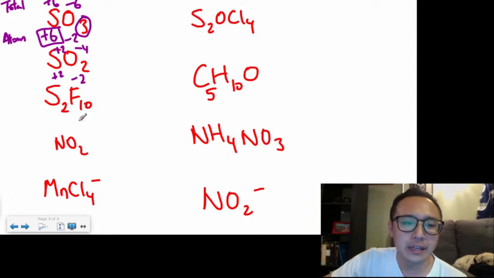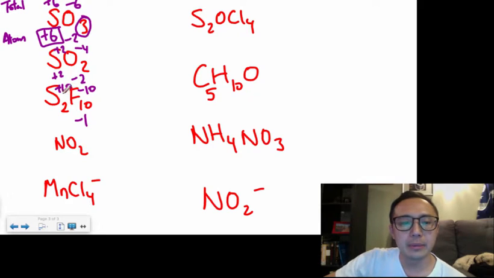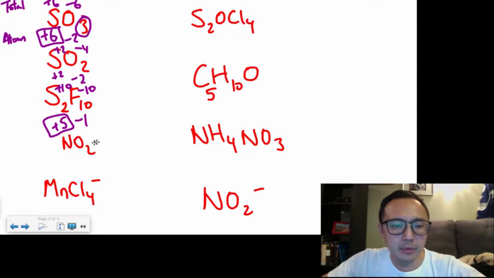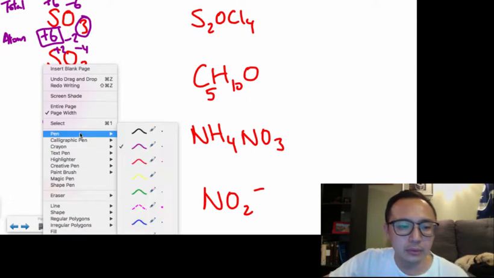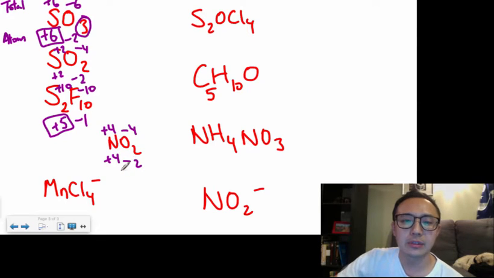S2F10. Fluorine is the most electronegative, so it has a -1, and because I have a -1 times about 10, I have -10. Because of that, I'm going to have a +10 on this side, and you might be wondering, 10 divided by 2, that's going to give me +5 for each sulfur. And then let me move over to NO2. So NO2, start off with oxygen again, -2, and then times 2 to give me a -4. Balance this out: nitrogen is going to have a +4, and because I only have one nitrogen, I have a +4 for each single one.